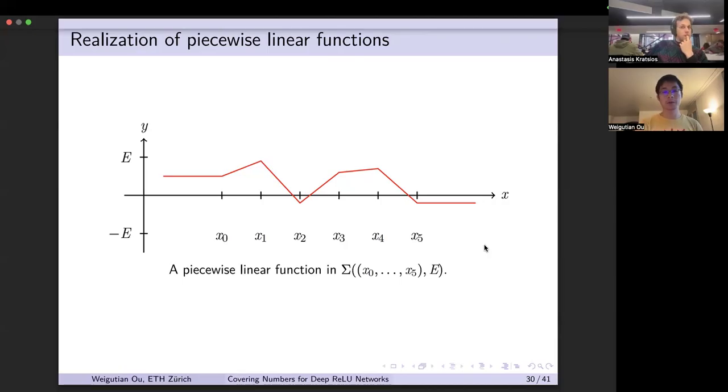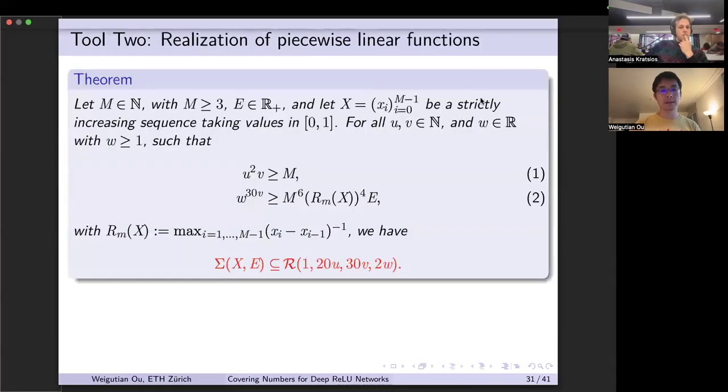And in our paper, we showed that this type of function can indeed be realized by the ReLU neural network. That is, sigma of x dot E can be realized by a network in R with 20U, 30V, 2W, given that conditions 1 and 2 can be satisfied. I'll explain what conditions 1 and 2 mean.